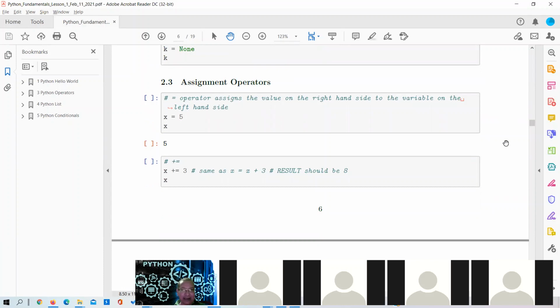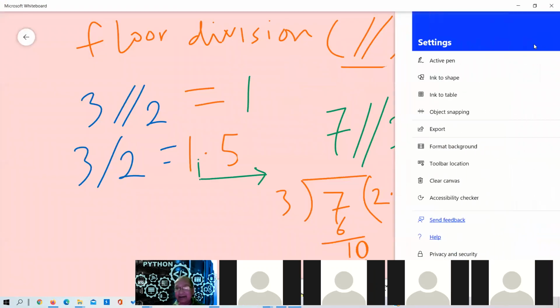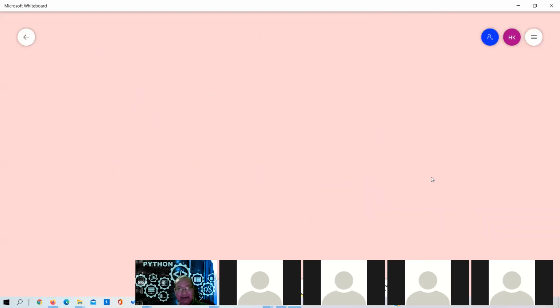One of the assignment operators we have used a lot. What is that? Equal to. Equal to is an assignment operator. I think that's what we talked about in the first session of the first day. So equal to is an assignment operator. For example, you have y equal to 6.